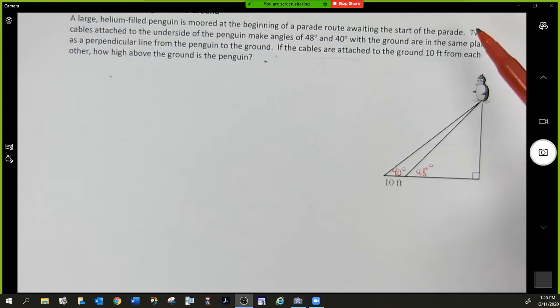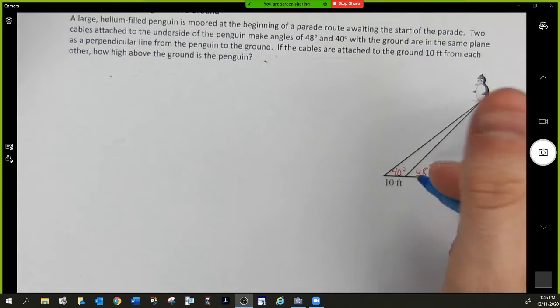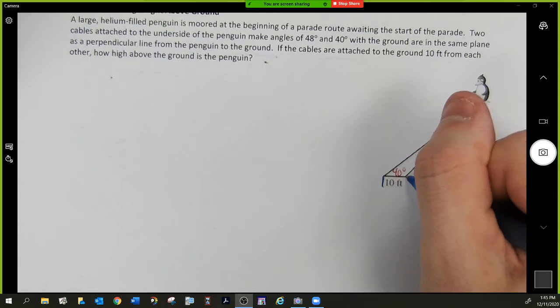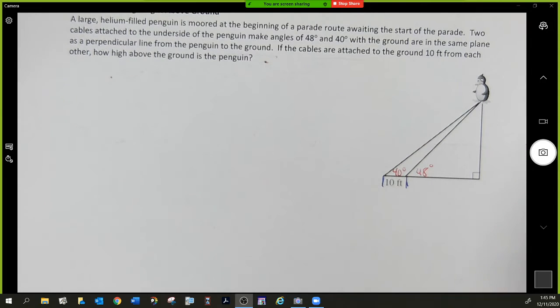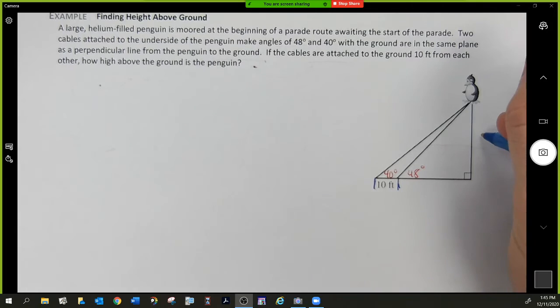It says that they're in the same plane as a perpendicular line from the penguin to the ground. I don't know, maybe this penguin's got a laser poking out of its butt. I'm not sure. The point is we've got a perpendicular line here. It says if the cables are attached to the ground 10 feet from each other, so from here to here is 10 feet, how high off the ground is the penguin? And I'm going to call this distance a y distance.